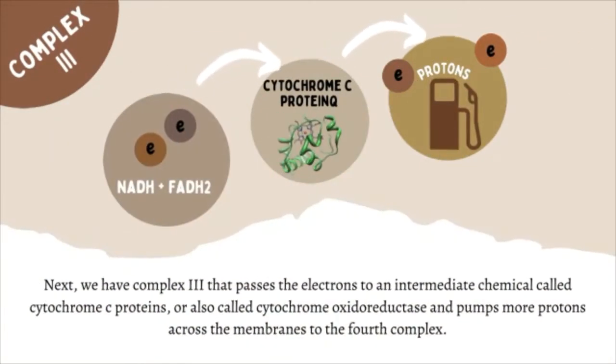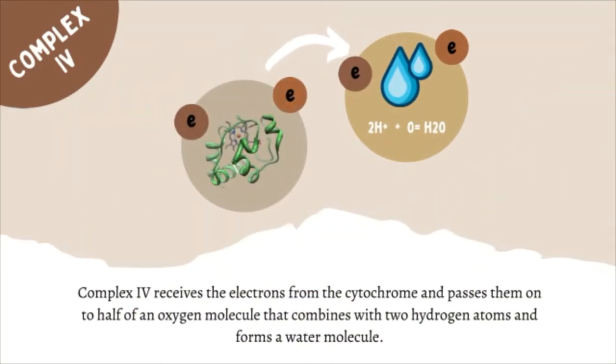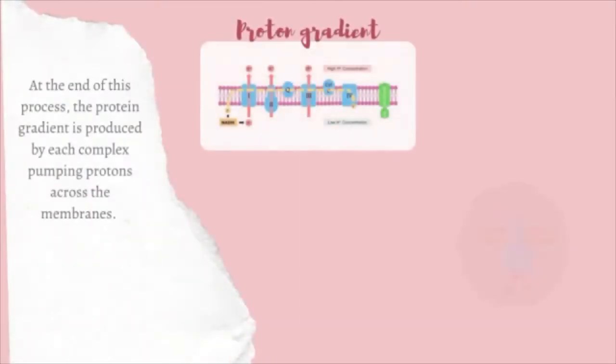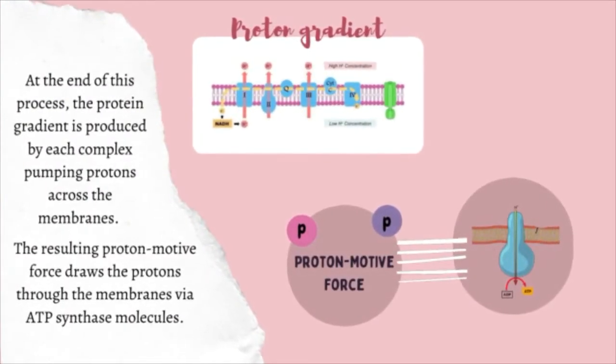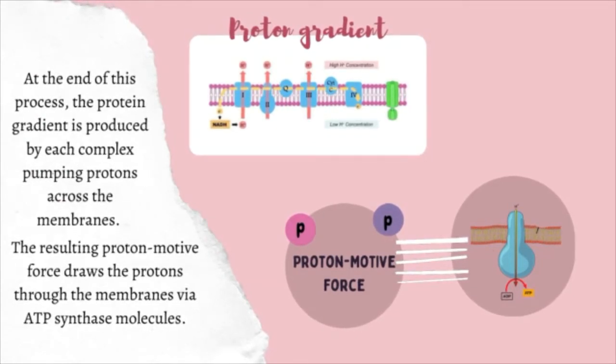Next, we have complex 3 that passes the electrons to an intermediate chemical called cytochrome c, also called cytochrome oxidoreductase, and pumps more protons across the membranes. Complex 4 receives the electrons from the cytochrome and passes them on to half of an oxygen molecule that combines with two hydrogen atoms and forms a water molecule. At the end of this process, the proton gradient is produced by each complex pumping protons across the membranes.